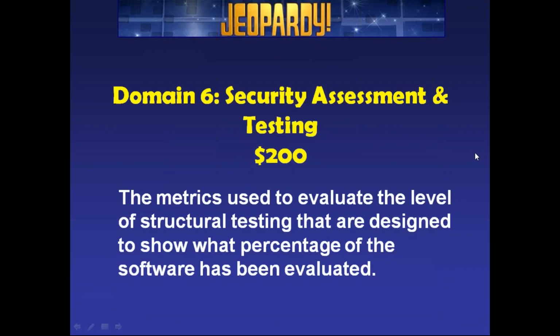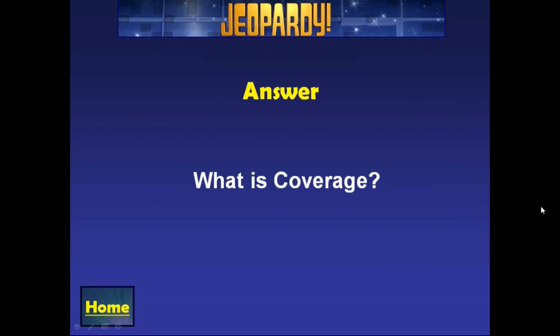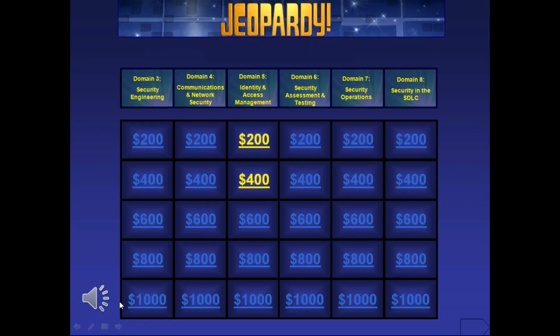Again, this is information from that domain 6 with new information that wasn't in the old 10 domain format. Correct response is from Becky. What is coverage? This represents the metrics that are used to evaluate the level of structural or coding testing, designed to show what percentage of the software has been evaluated as you're developing software. Evaluating how much of it has been tested is what coverage is all about. All right, Becky.